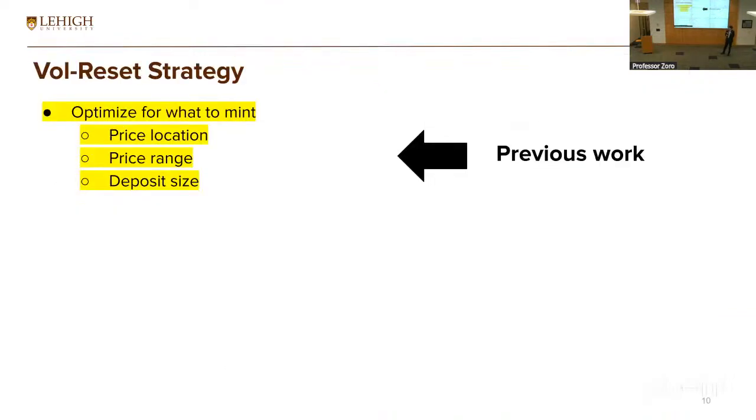So this is where I introduce my strategy that I've come up with here. We have the vol reset strategy, as I've named it, because it's based on volatility. The previous work, as I said, you can optimize for the what. There's no optimization for the when. You fall inactive, you immediately balance.